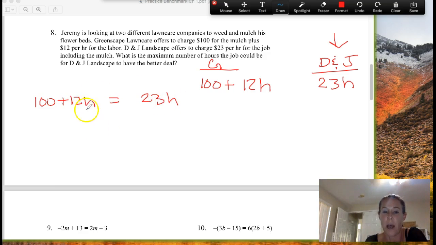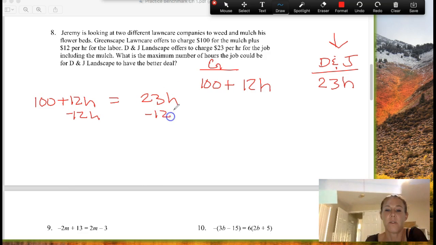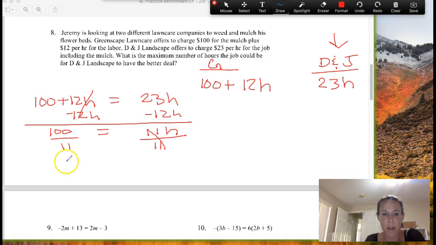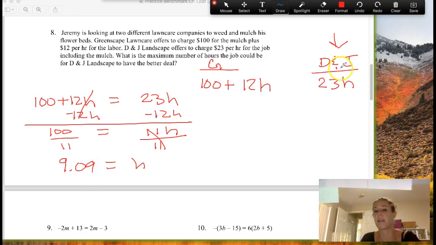Let's go ahead and solve for the hours. So we want to get the hours together on both sides of the equation. Subtract 12 hours from both sides of the equation to get the hours together, and I'm going to have 100 equals 23 hours minus 12 hours, which is 11 hours. Now I want to solve for hours, so I have to divide both sides by 11. 11 is multiplied by hours, so divide by 11 on both sides. 100 divided by 11 is approximately 9.09. So a little more than 9 hours, and I get the same deal.